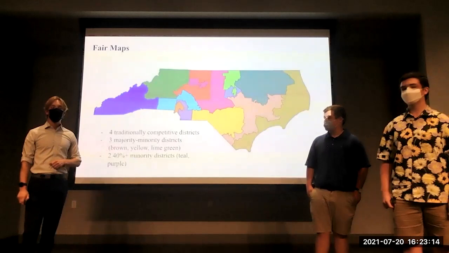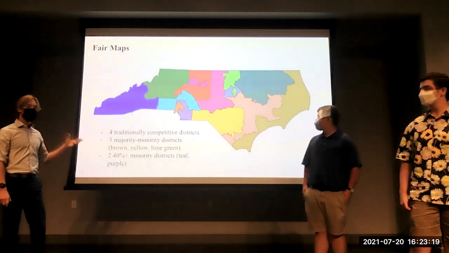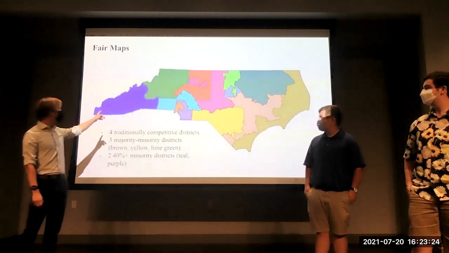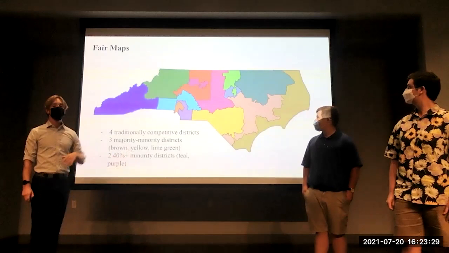So that brings us to our final solution, simply having fair maps. We made this map here in North Carolina. Some cool things about it: there are 4 competitive seats. This blue one here, the teal and the light blue one here, the yellow one and the pink one. They're all within 10 points and can be won by either party in a wave.